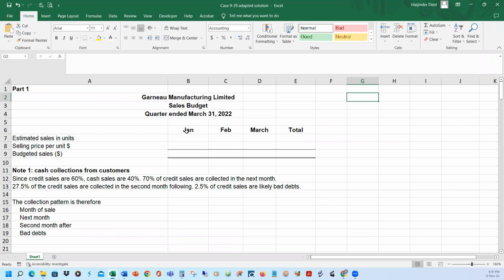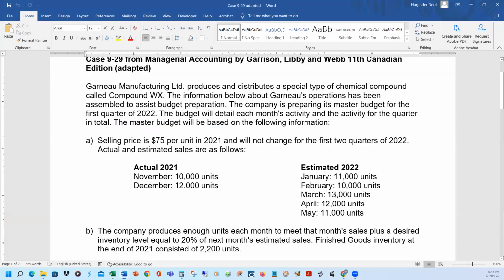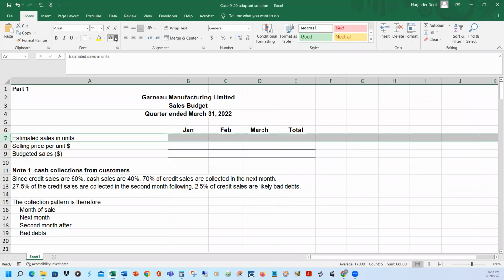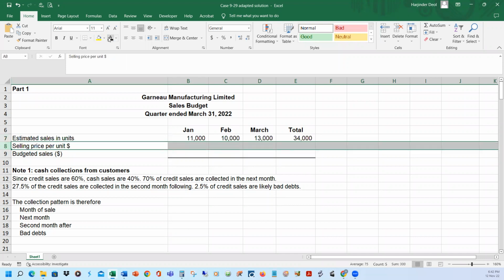Now, we've been asked to prepare the sales budget for the first quarter. So we'll have numbers for each month and then a column for the total. Estimated sales in units. We've been provided with that information: 11,000 for January, 10,000 for February, 13,000 for March. And we've been provided the selling price of $75 per unit. So we go ahead and take the number of units, multiply it by the selling price of $75 each.